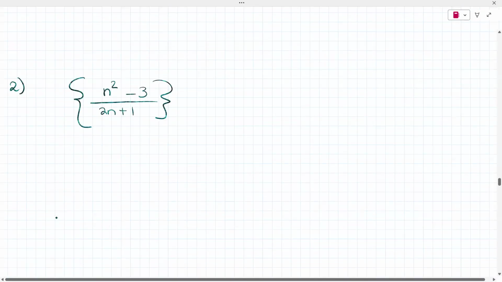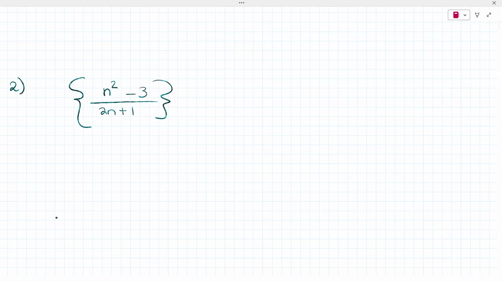Let's move on to example 2. So we have n squared minus 3 all over 2n plus 1. We're trying to figure out if this converges or not, as n goes to infinity. What do we know about this function? We know that this is a rational function. So pick the highest term on the numerator, which is n squared. Pick the highest term on the bottom, which is 2n, or 2n to the power 1.